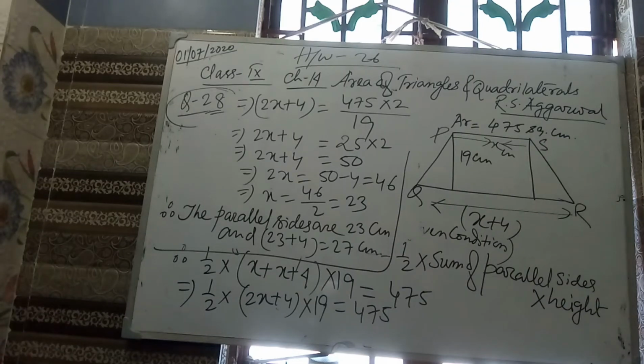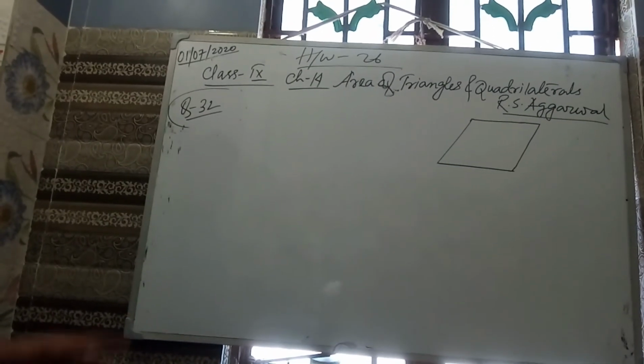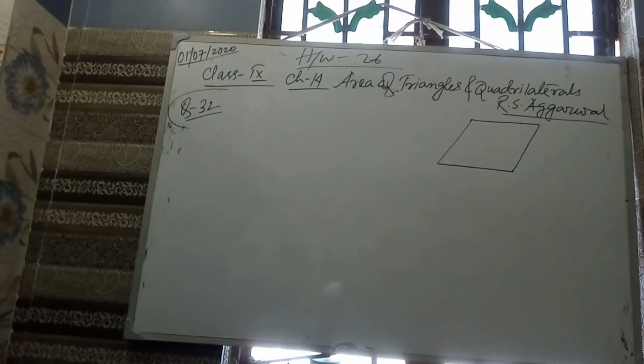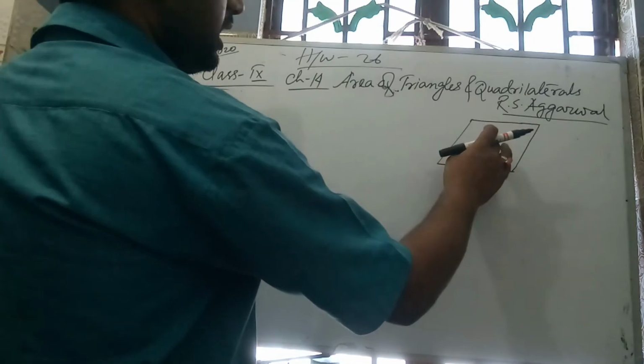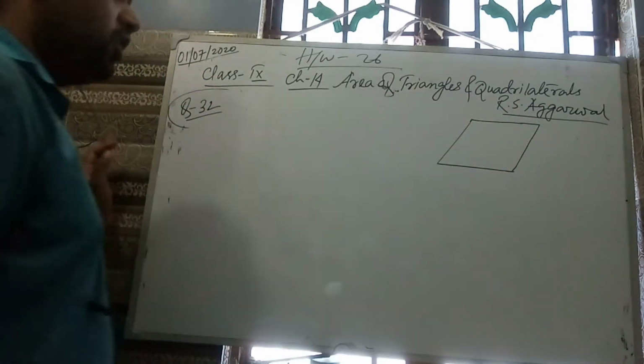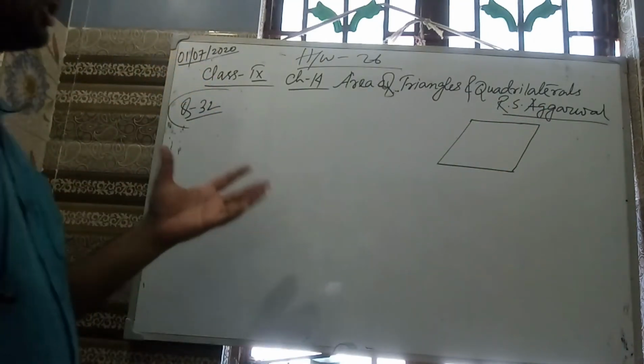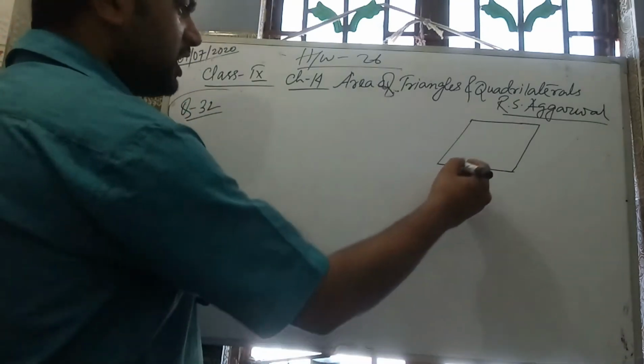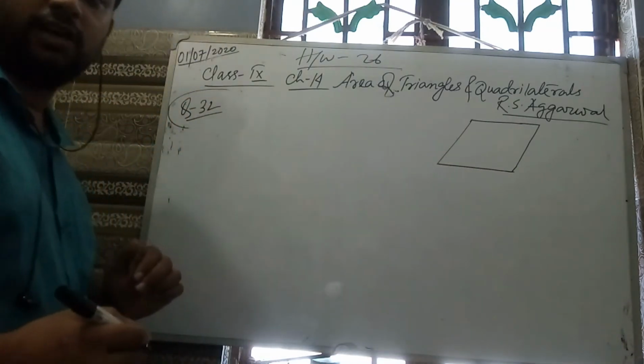If you are done, you can start doing question number 32. In question number 32, what is given? A rhombus shaped sheet with perimeter 40 centimeter. Let us consider that this is a rhombus shaped sheet of paper whose perimeter is 40 centimeter.